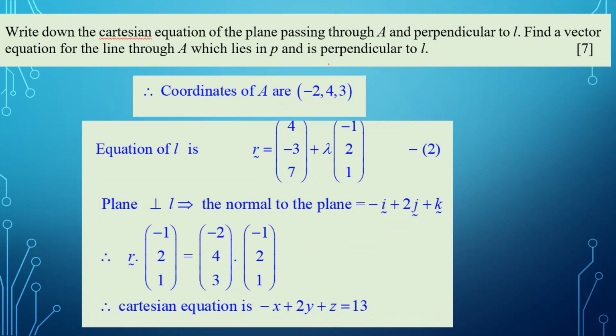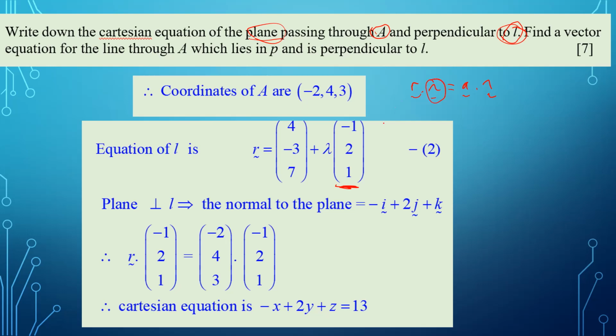Last part of the question, let's break it up into two pieces. First thing first, you're supposed to write down the Cartesian equation of the plane passing through point A and perpendicular to L. So write down r dot n equals a dot n. Do you have the normal vector of this plane? Because this plane is supposed to be perpendicular to the line L.